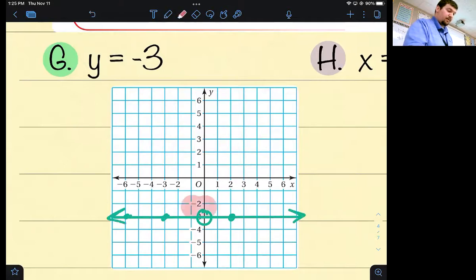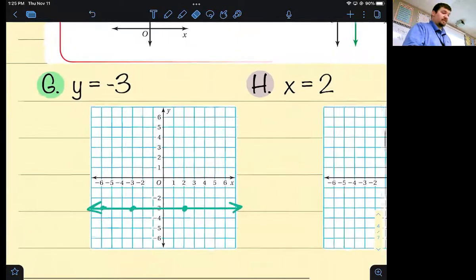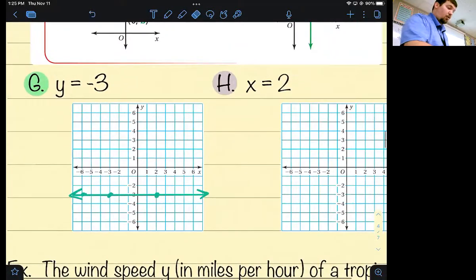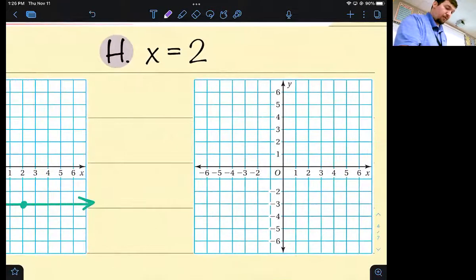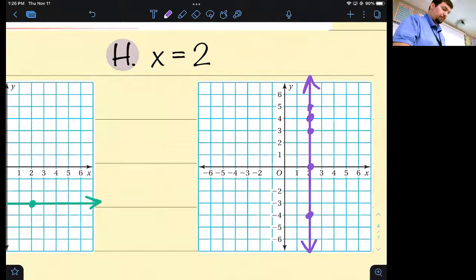Maybe that's your shortcut. Maybe when you see y equals -3, just know that it's going to cross the y axis at -3, and there's your horizontal line. And the same could be said for the next one. If x is always equal to 2, we know it's going to be vertical. Go to 2 on the x-axis and draw a vertical line. Maybe it's 2, 0, 2, 3, 2, 5, 2, 4, 2, -4. It's always going to be a vertical line that crosses the x-axis at 2.